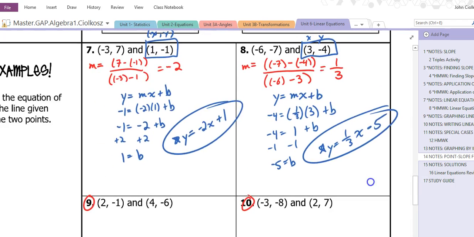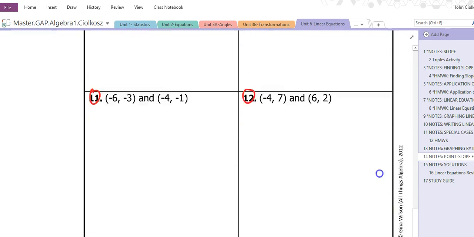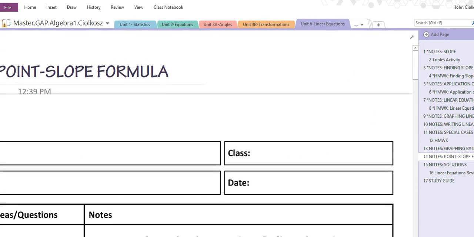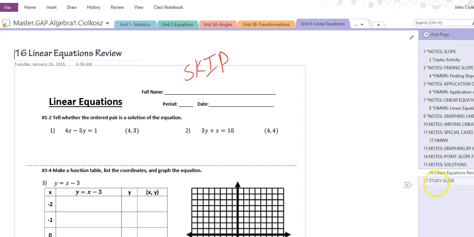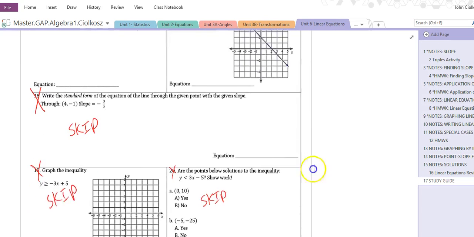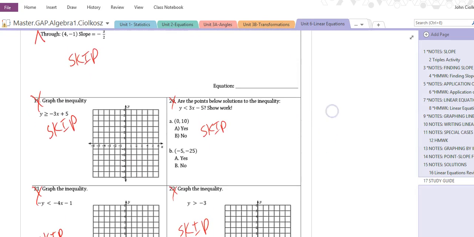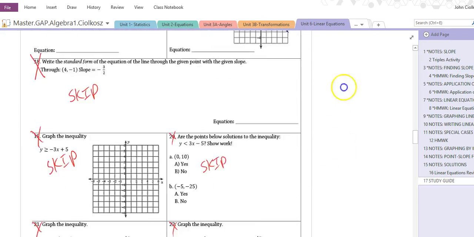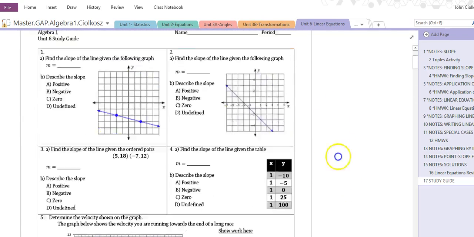At this point, you're going to complete the rest of the problems on notes 14. As I mentioned earlier, we're actually going to go ahead and skip 15 and 16. Also, if you take a look at the study guide, I crossed out some stuff here at the bottom. So we won't be doing anything with standard form or inequalities, just to make this test shorter. And you'll see there's also an answer key at the bottom here to check your work as well.